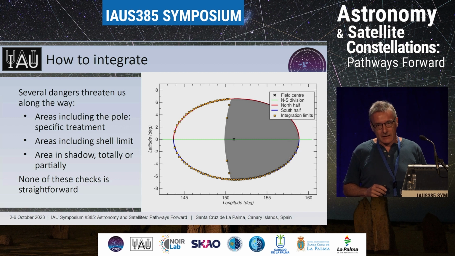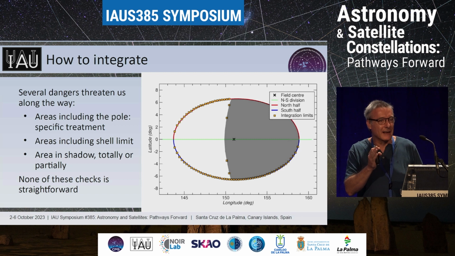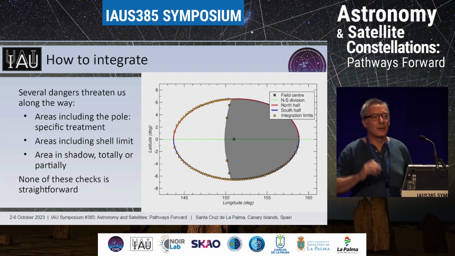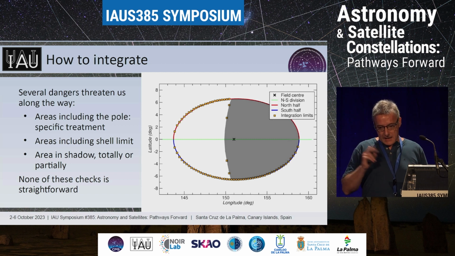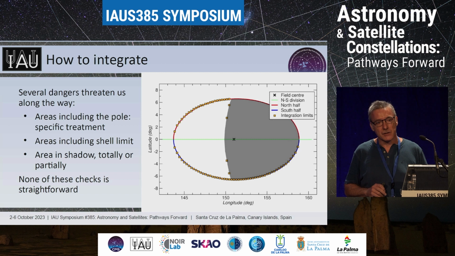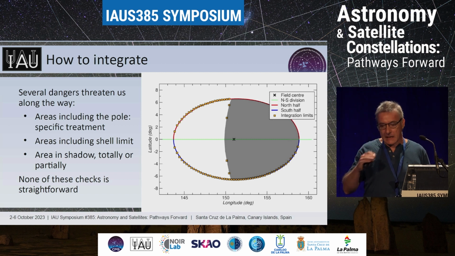So that is not as simple as just integrating the function. You have to do a few more things. But you can find a few more problems during the way. Pay attention to the areas including the pole, any of the two poles. You will need a different approach to integrate the function in that cases. Be aware of the areas including the shell limit. This is easy to take into account.